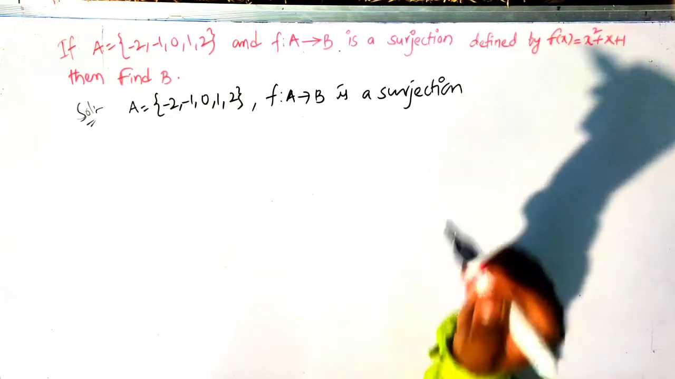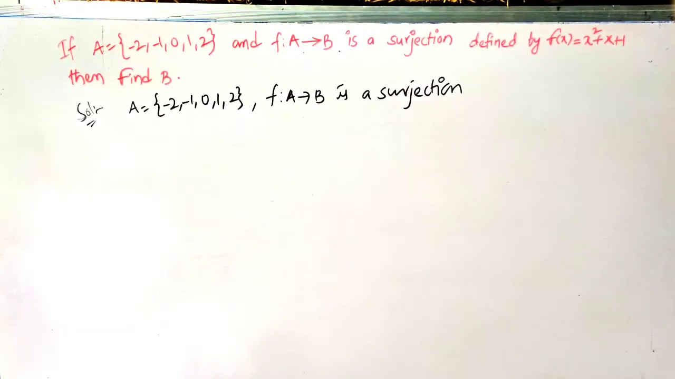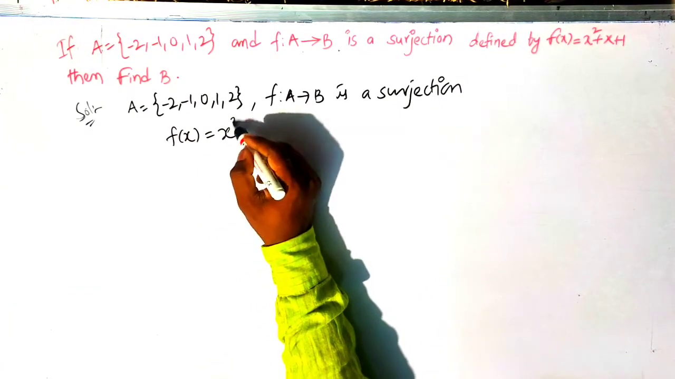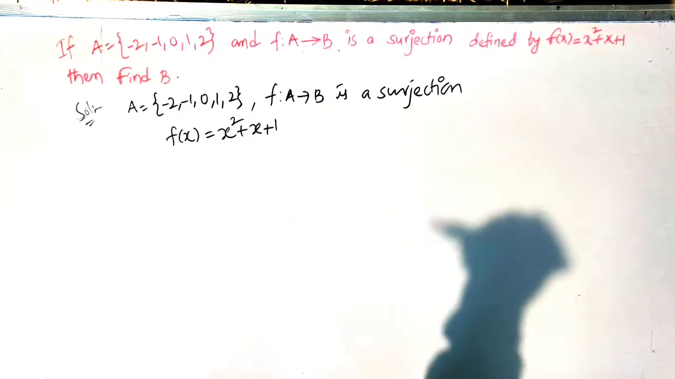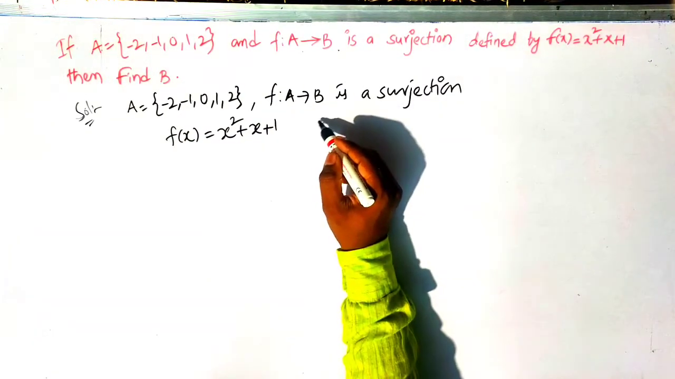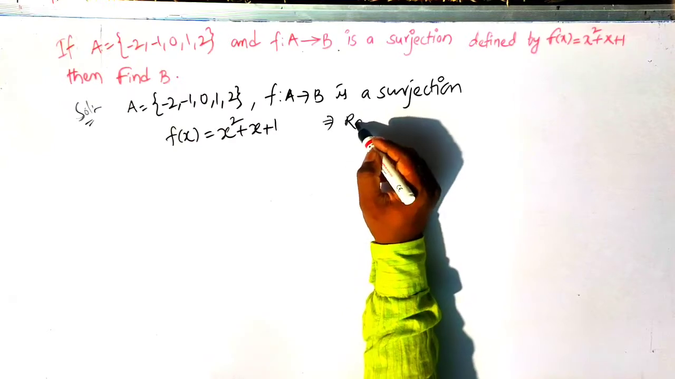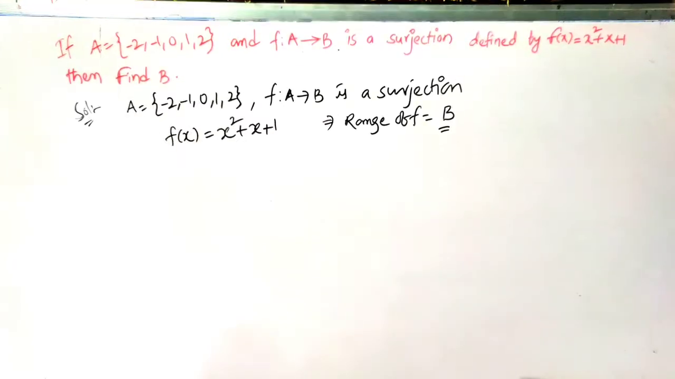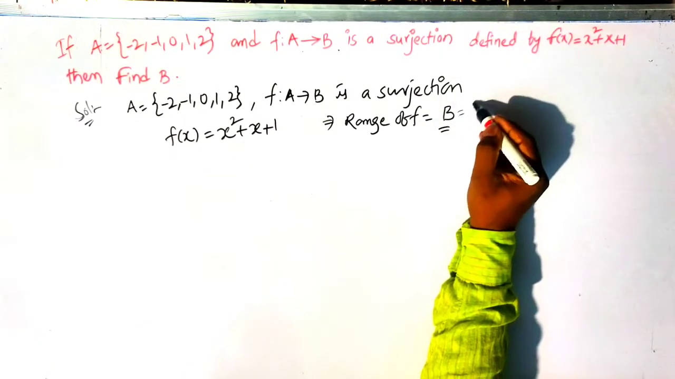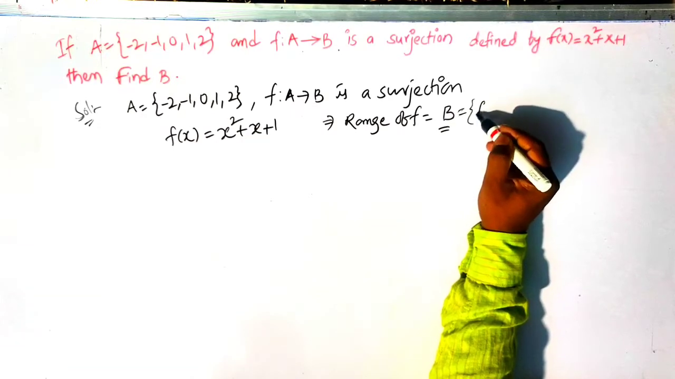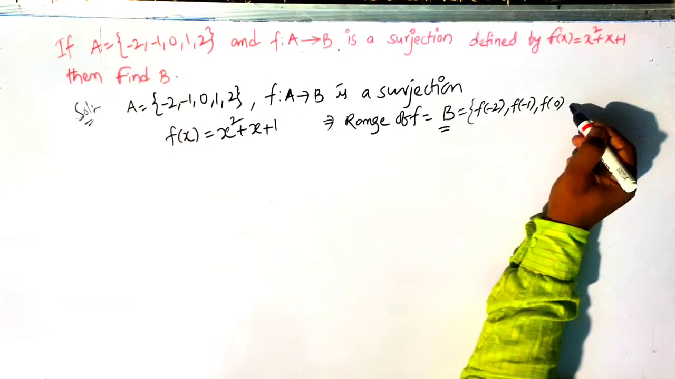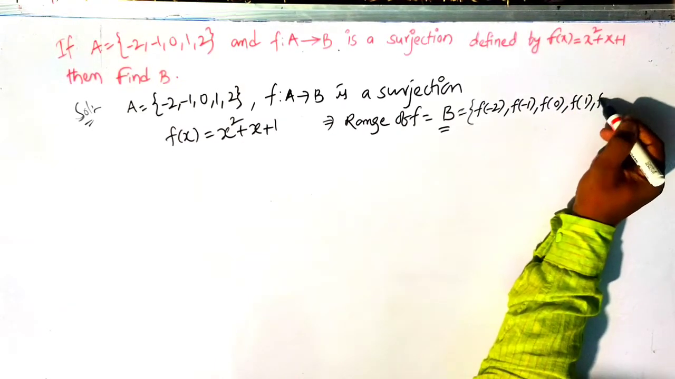Again, range of f is nothing but codomain of f, that is equal to B. So here the function is defined by f of x equals x square plus x plus 1. Okay. So here by using this condition, what do we get now? Range of f is equal to B. Clear. So that equals what we get now? The set of all f images. That means f of -2, f of -1, f of 0, f of 1 and f of 2.